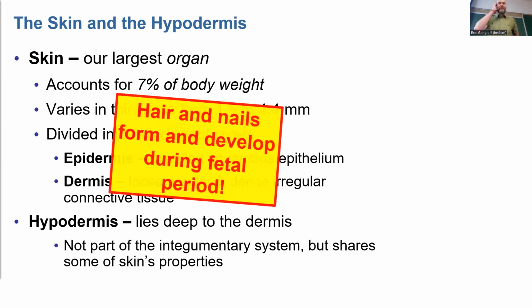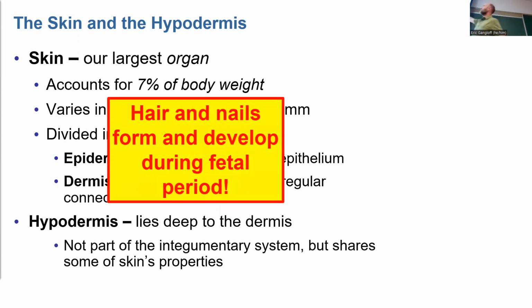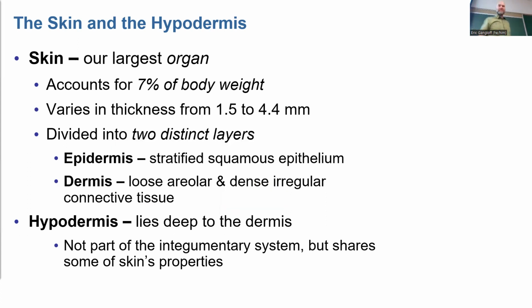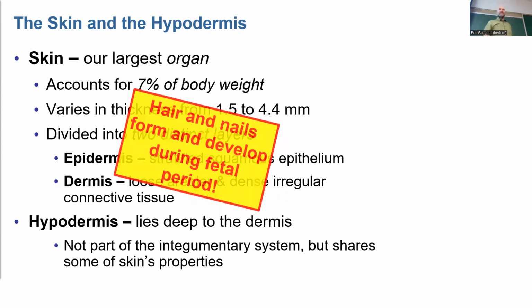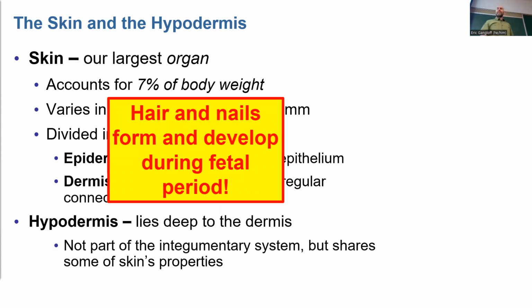And I mentioned that hair and nails develop during the fetal period. So even though the epidermis is derived from the ectoderm that's formed during the embryonic period, the hair and nails develop in that fetal period after 8 weeks of development.